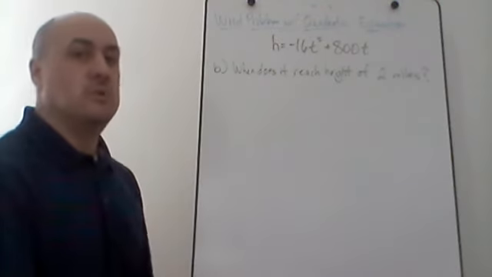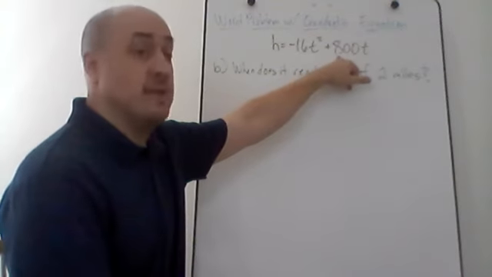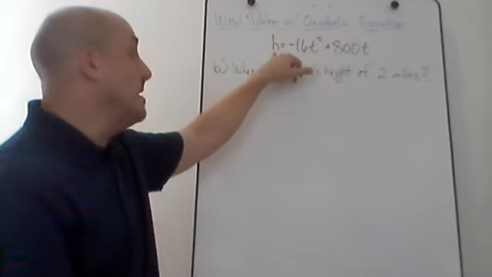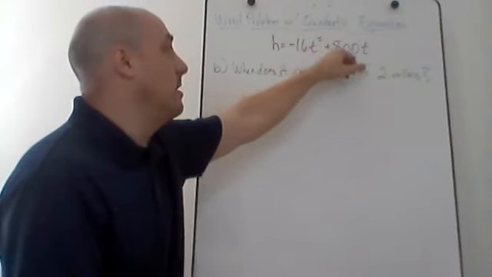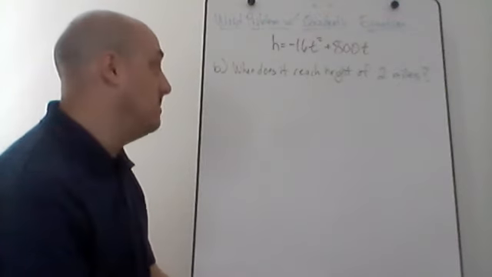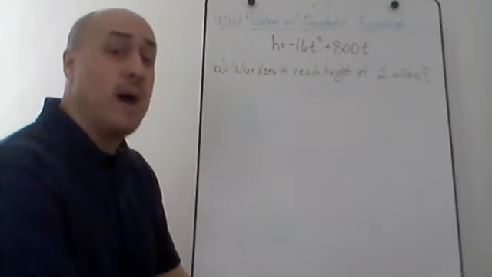But recall, we're shooting a bullet up into the air. This is the equation. It had an initial velocity of 800 feet per second. So the equation that models the height in feet is h equals negative 16t squared plus 800t, where t is the time measured in seconds after you shoot the bullet up into the air. And part B here asks us, when does it reach a height of 2 miles?